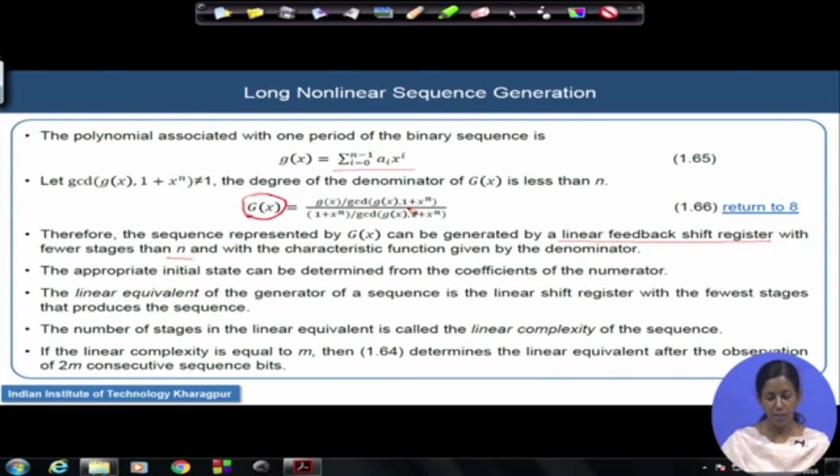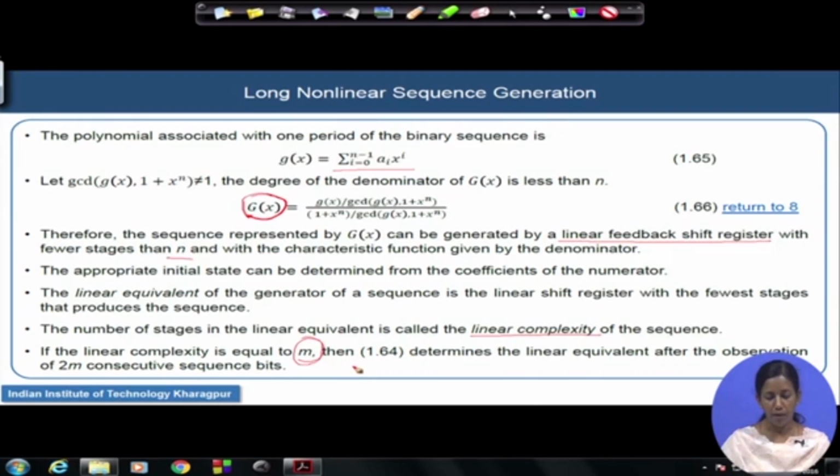The linear equivalent of any linear shift register sequence with very few stages, we call the linear complexity of the sequence. If the linear complexity is equal to small m, then the observation of 2m successive bits can be used, by the expression we have seen last, shown in equation 1.64.